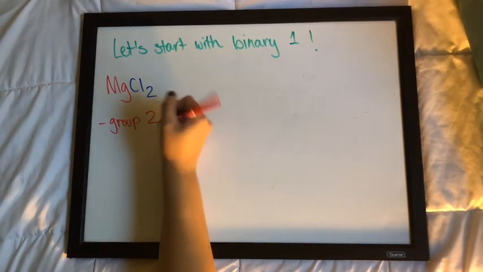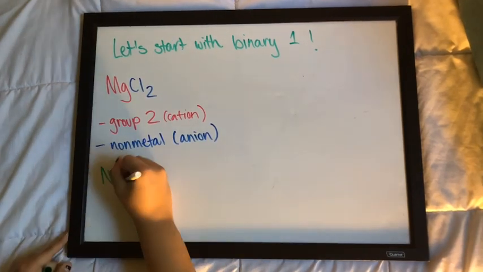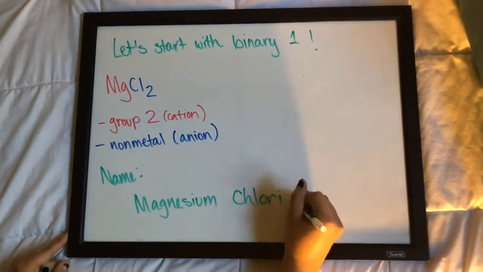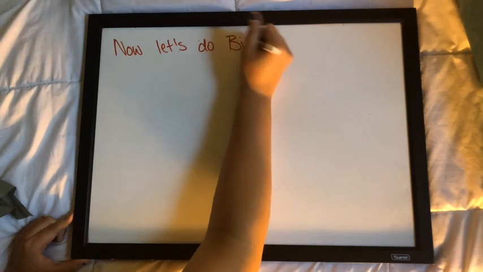We have magnesium and we have chlorine. Magnesium is in group 2 and chlorine is a nonmetal. Keep in mind what a cation and anion are. So the name would be magnesium chloride because of the "-ide" suffix. Okay, now let's start with binary 2.